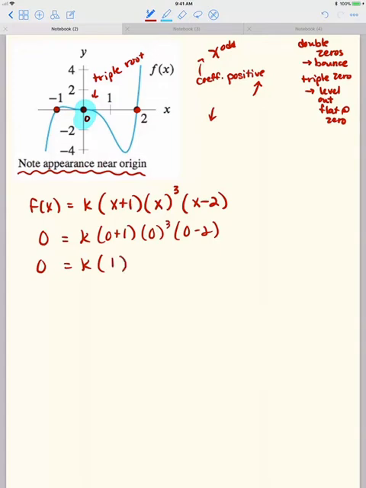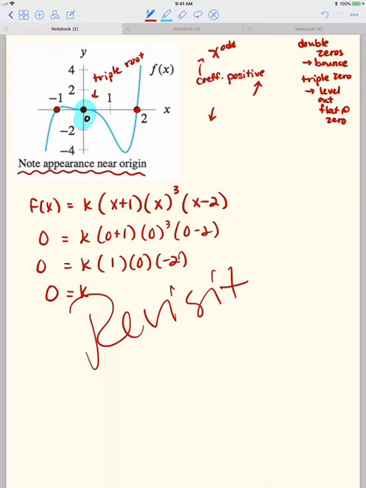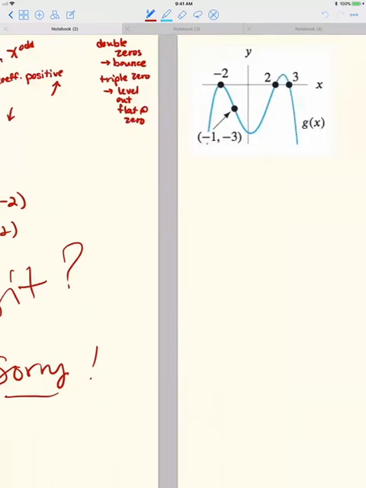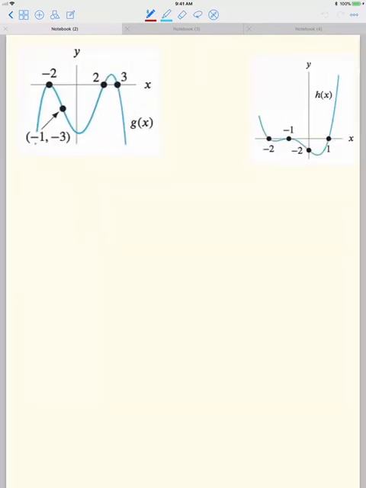One, 0, -2, yeah. Which did not work out at all. I'm going to have to revisit that one. Don't know if you can tell that that's a point. So we'll do that one in another example. Let's look at this one.